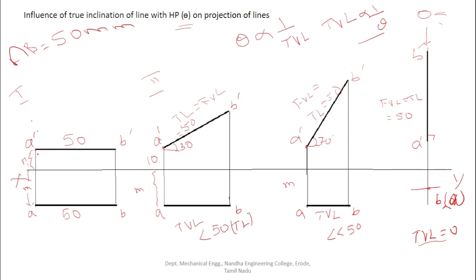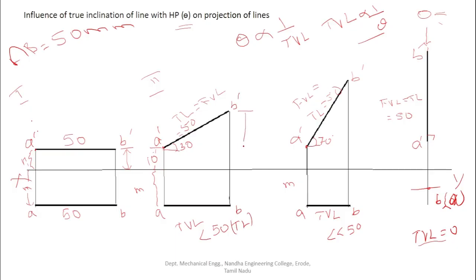Okay, now the line is parallel to the HP, right? The A dash and the B dash both are lying at the same distance, right? So what is this one? This is the distance between the point B and XY. This is the distance between the front view of the point A and XY. This is the distance between the front view of point B and XY. So both are the same because the line is parallel to the HP. So here, what is this one? 10 mm, for example. 10 mm is the distance between the front view of point A and XY.